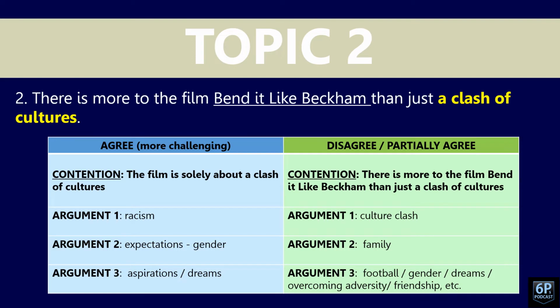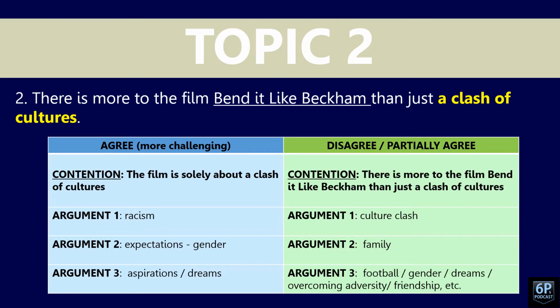Let's look at topic 2, and I guess the main phrase or main term here is the clash of cultures. If you wanted to agree that the film is solely about a clash of cultures, it's probably a little bit more challenging. And you talk about the different sort of ways that there's a clash of cultures. So it's racism, it's gender expectations, and it's the aspirations and dreams. These are the sort of clashes within the Sikh culture, I guess, to an extent. And we're probably a little bit narrow here because we're limited to talking about the Bamra family, really, I guess. You're talking about Jess, Pinky, and Mr.